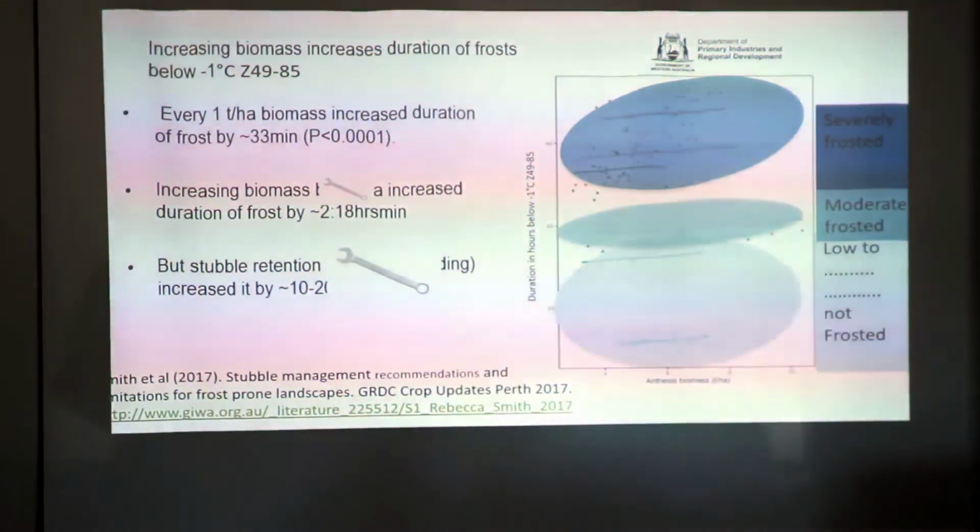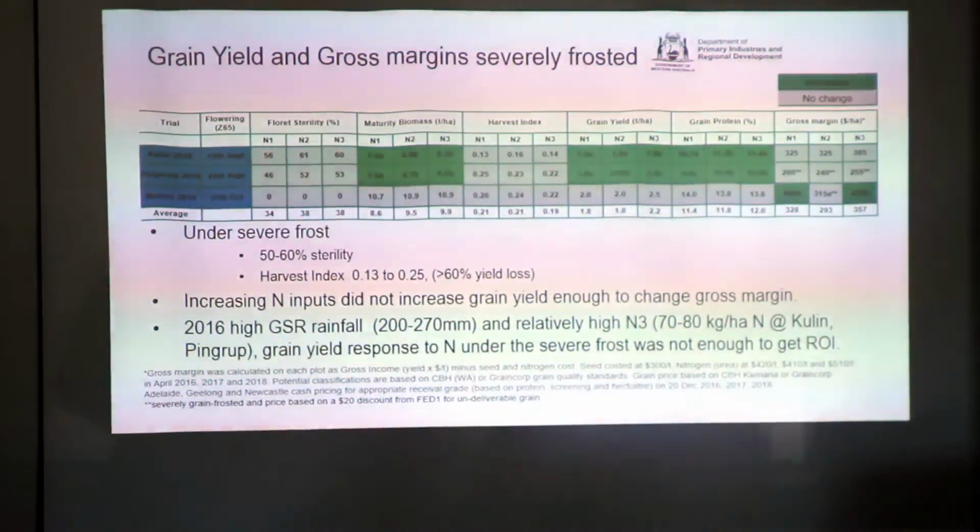When we look at these really severely frosted sites, they're a similar story again. So these are Cowalin in 2016, Bencubbin in 2016, and Matoa in 2016 in Victoria. As most of you know, 2016 in WA was a good production year, even out at Bencubbin and Cowalin. So they had around 200 to 270 mils of growing season rainfall. They got good biomass responses to nitrogen, but poor harvest indexes because they're around 50 to 60% frosted, quite severely frosted.